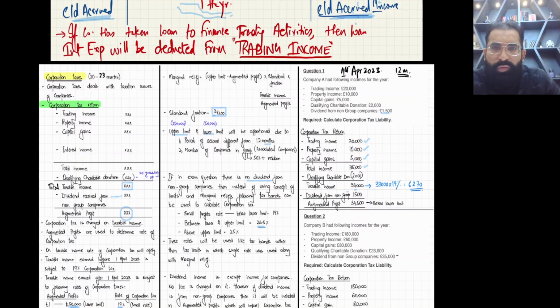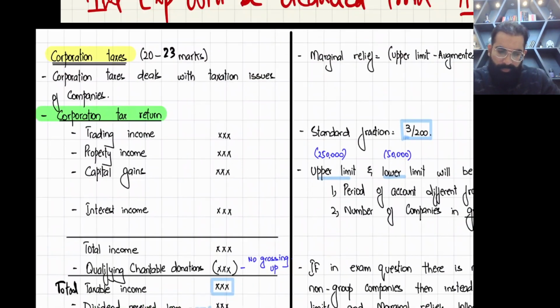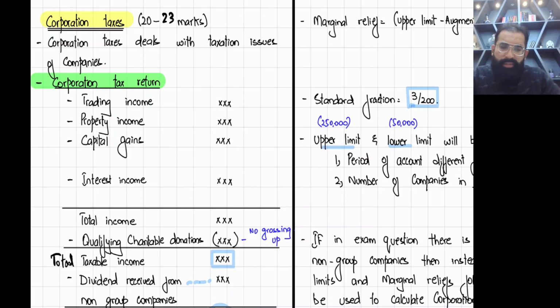Okay, so now let's move on to the next topic. See this. This is the corporation tax format which I just taught you. Now we are digging down into more things. This is the corporation tax return. The tax return means the tax calculation. The first thing is trading income.